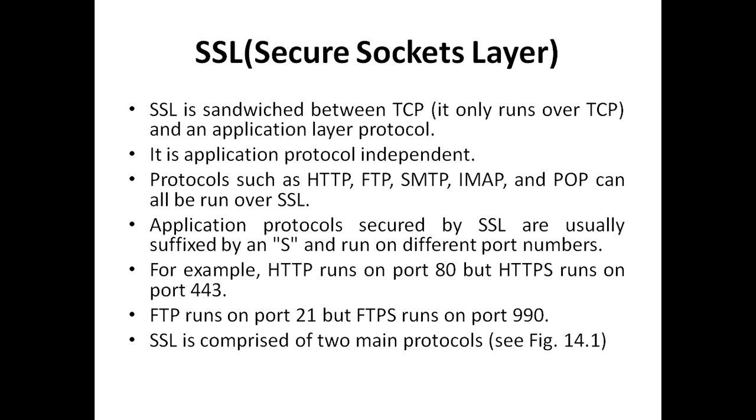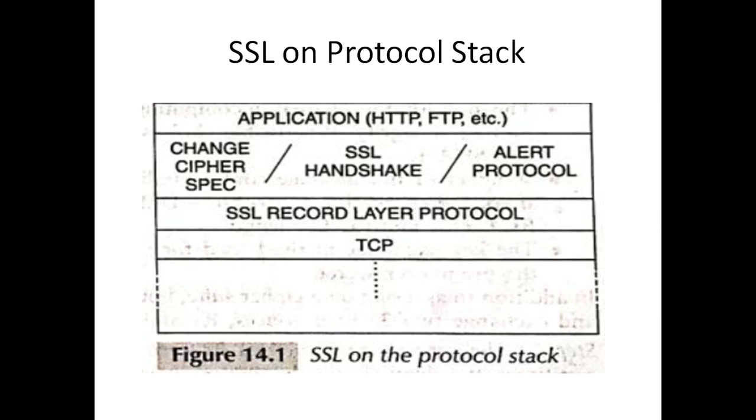So SSL is comprised of two main protocols. One we call the SSL handshake protocol, another is called the SSL record layer protocol. So here is SSL on the protocol stack. We have an application layer where we are going to use protocols like HTTP and FTP. Below that is the SSL handshake protocol, then the SSL record layer protocol, and then we have TCP, that is the transport layer protocol. So in between the transport layer protocol and the application layer protocol, this SSL is situated.